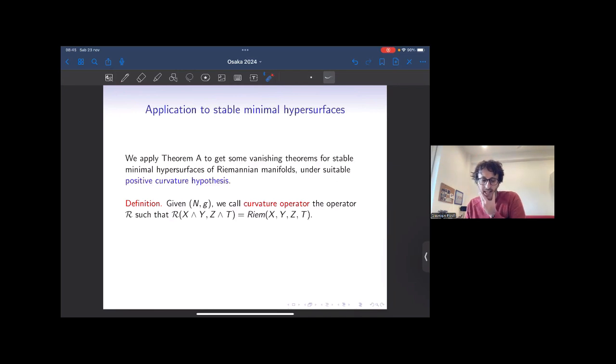Now, in the rest of the talk, I would like to apply this theorem that I just proved in some setting, trying to prove some vanishing theorems for stable minimal surfaces. Every time we will have some suitable positive curvature hypothesis. In each application, different curvature hypothesis on the ambient manifold, but every time it is positive, the curvature of the ambient space will be positive in a suitable sense. The first sense is the following.